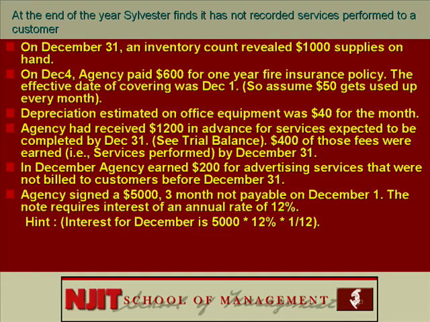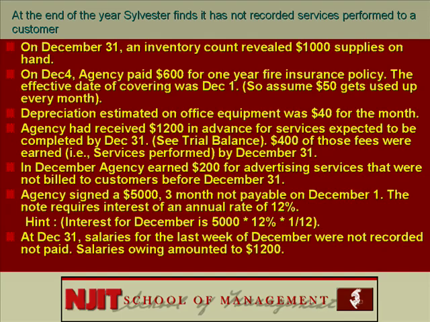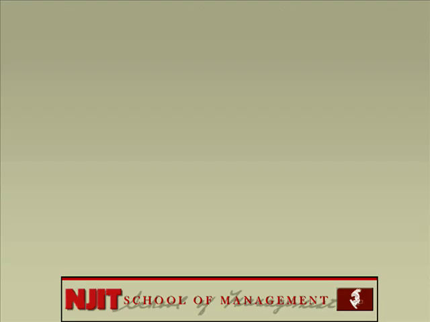I've given you a hint how to figure out interest payable. Salaries for the last week of December were not recorded nor paid. They amounted to $1,200. Here's the question. Let me repeat this. On December 31st, they had to do these adjusting entries.